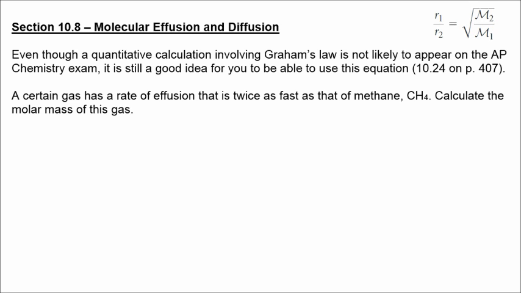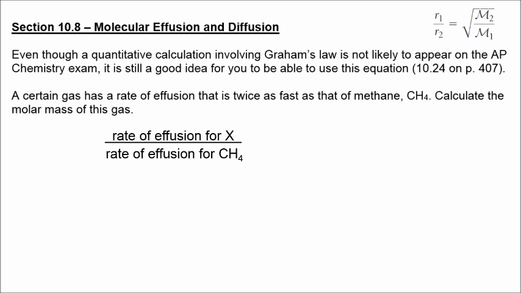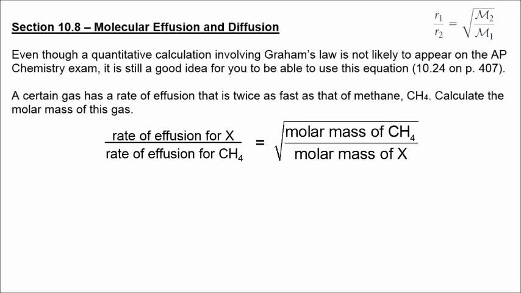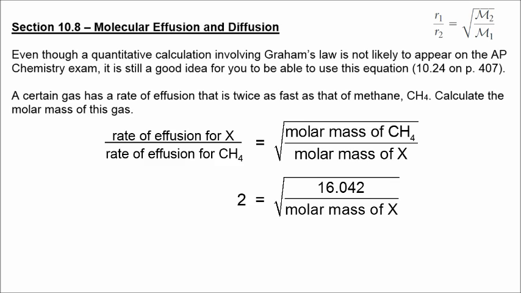A certain unknown gas has a rate of effusion that is twice as fast as that of methane, CH4. So the mystery gas X should be lighter than methane, and the rate of effusion would equal the square root of the molar mass of methane divided by the molar mass of the mystery gas. That ratio is 2 to 1 because we said that the mystery gas is twice as fast.